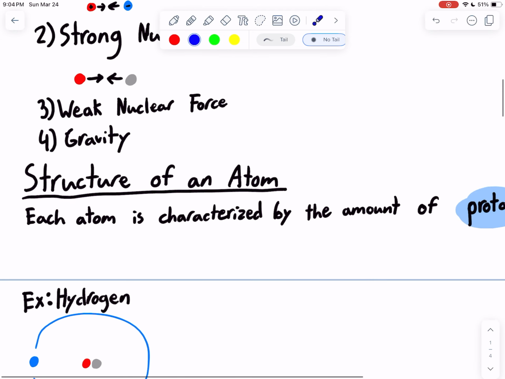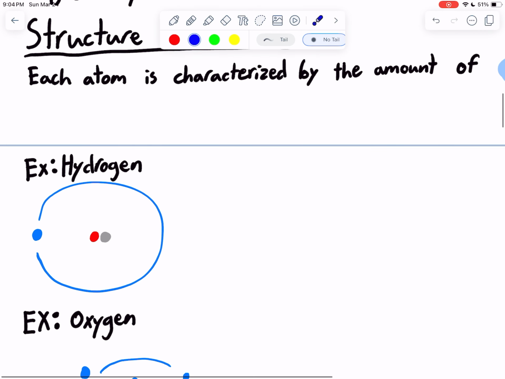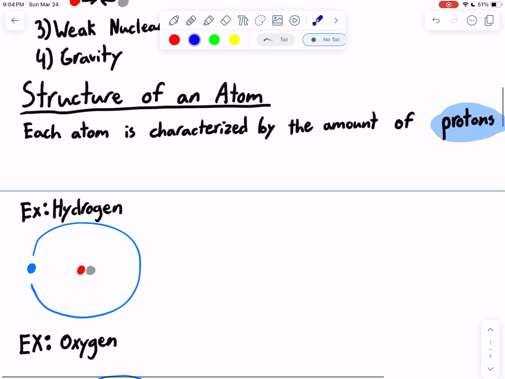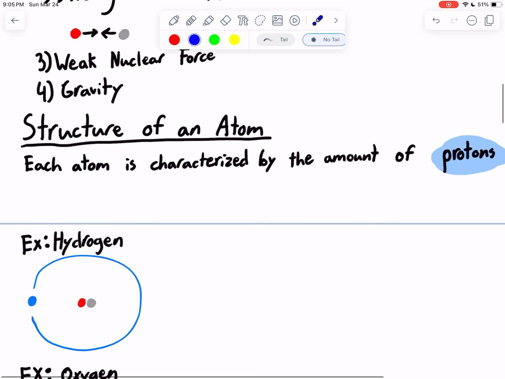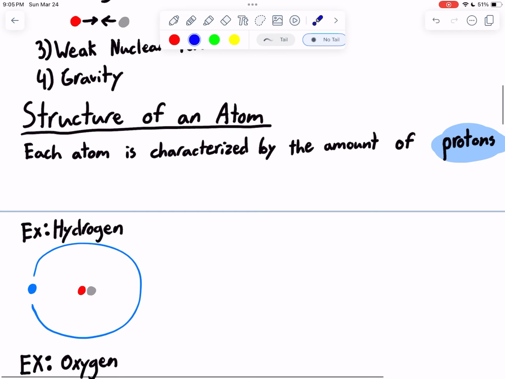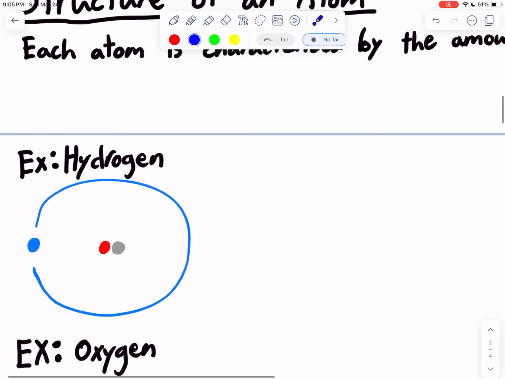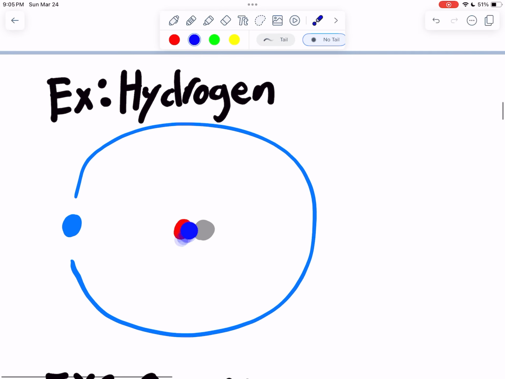Here let's discuss the structure of an atom, which is important for understanding the basics of chemistry and biology. Each atom is characterized by the amount of protons it contains. So if you look at a periodic table and it has a certain number, this is essentially why. Each atom is characterized by the amount of protons it has, and that essentially determines what properties it has based on the proton number. One example is hydrogen, which has 1 proton, 1 neutron, and 1 electron.